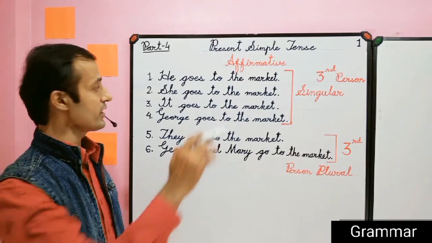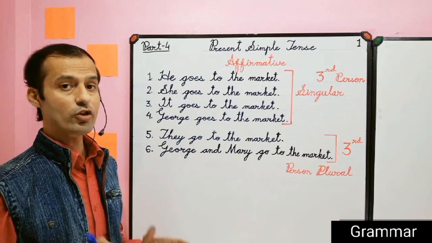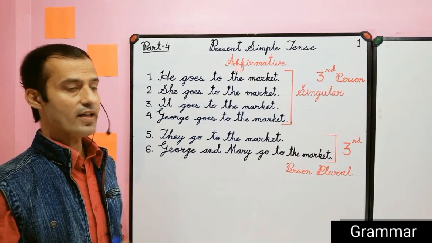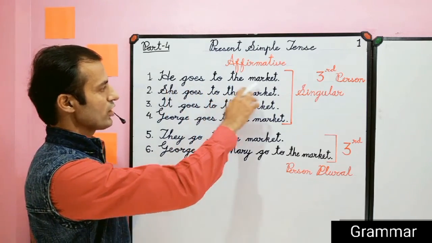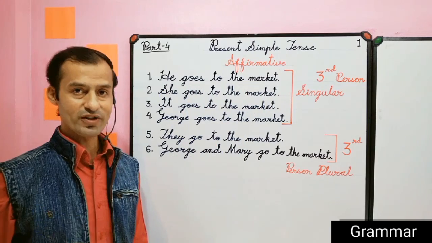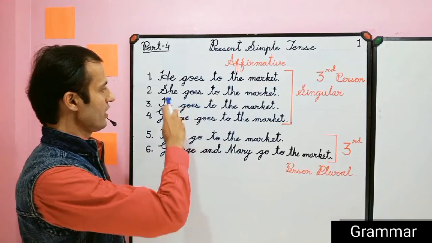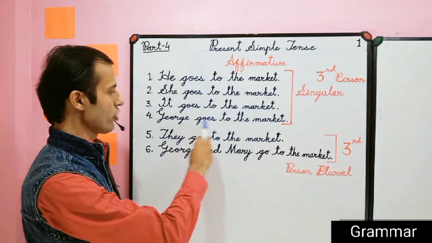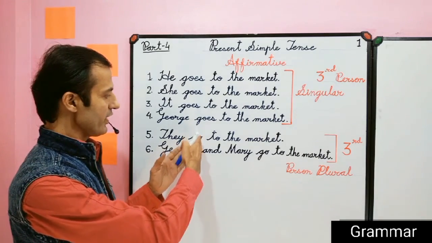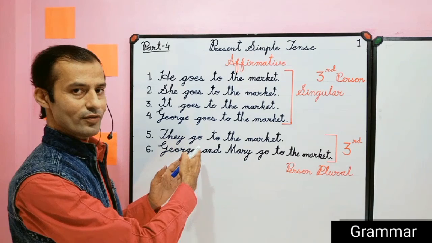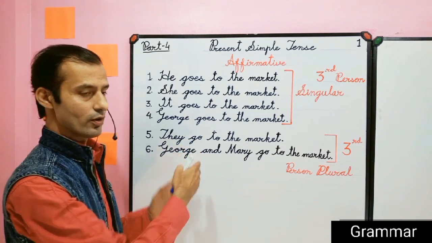So here we see this sentence that has goes. It contains es. So remember that for a verb ending with o, we add es at the end of the verb. So it becomes goes. So he goes to the market, and to the market is the prepositional phrase because it contains to. And she goes to the market, it goes to the market, and George goes to the market. And we don't add s or es to the verb with the plural subject pronoun, because they are two or more persons. So they are called the plural subject pronoun.